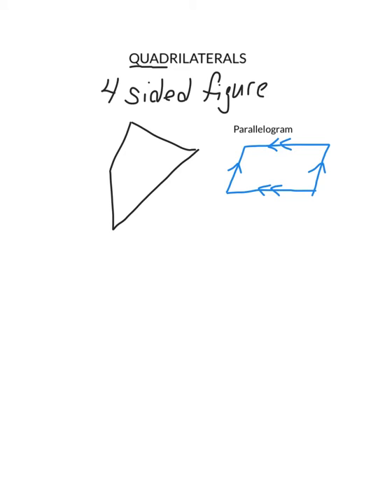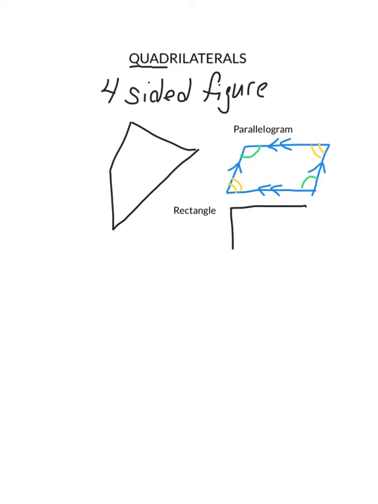We can also look at their angle measurements too. This angle will be equal to this angle. And this angle will be equal to this angle, or congruent, we can say. So that's a parallelogram, and a parallelogram is a quadrilateral. Next, let's look at a rectangle. A rectangle is a parallelogram, and it is also a quadrilateral.